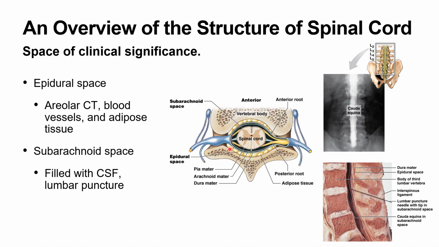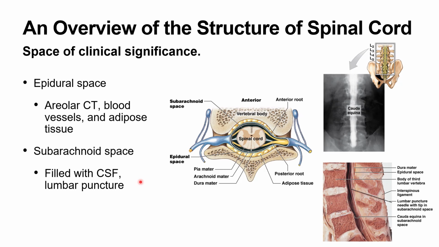cord. We also have the subarachnoid space, of course, found in that arachnoid layer, which is going to be filled with CSF, the blood-brain barrier, and is the area that we use to do what is called a lumbar puncture or a spinal tap, if we have to actually take a sample of the CSF for different laboratory tests, most often or most commonly seen when it comes to testing for meningitis.